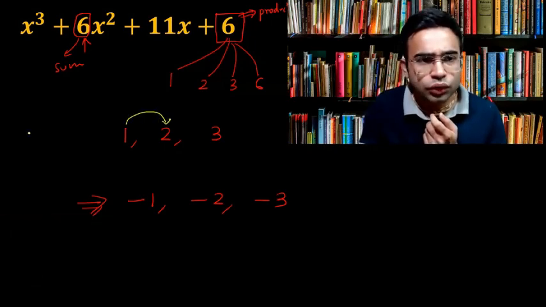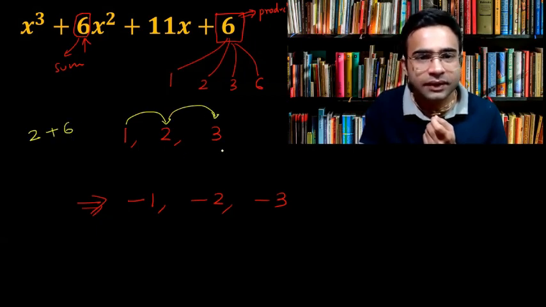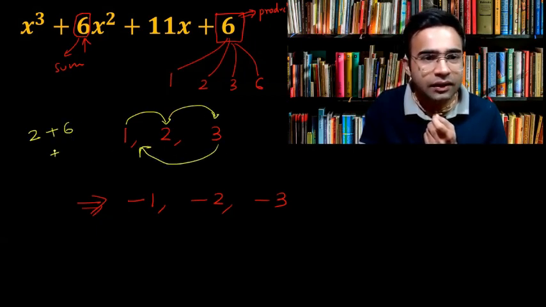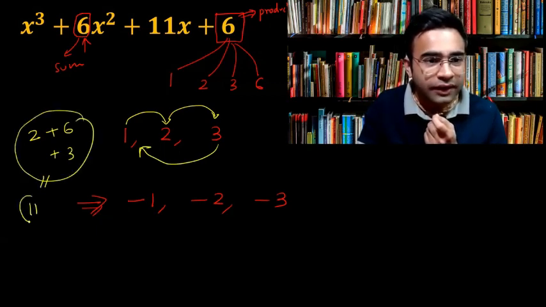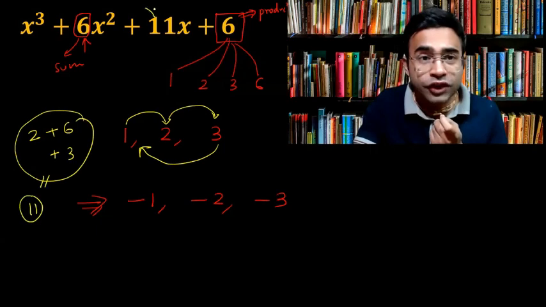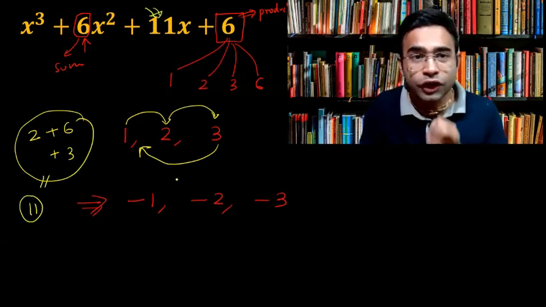What is 1 into 2? 2. 2 into 3? 6. 3 into 1? 3. Add it. How much is it? Of course, it's 11. And that 11 is the coefficient of x, kids.